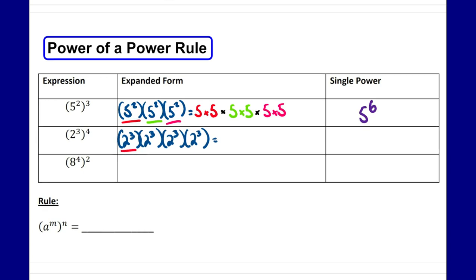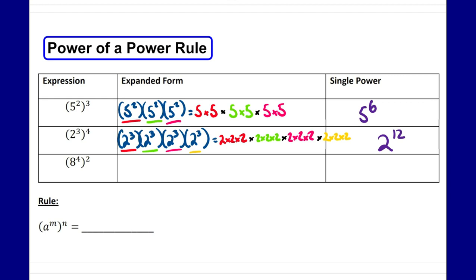And if I expand this, I get 2 times 2 times 2, multiplied by 2 times 2 times 2, multiplied by 2 times 2 times 2, multiplied by a third group, 2 times 2 times 2. All of that simplified, I can write as a single power, base 2 raised to the power of 12.